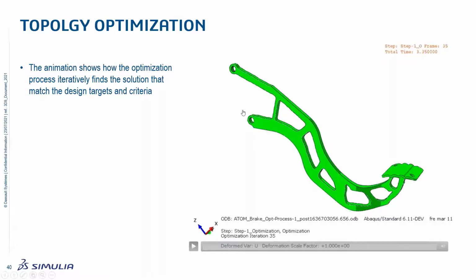The animation here actually shows a number of iterations as we go through, and this is the end result meeting the specific requirements we provided for this simulation. Obviously it's eliminated a fair amount of material, which will allow us to produce a cheaper and lighter product, of course.